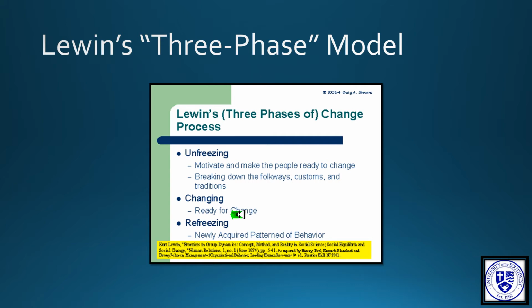You put control mechanisms in place so that they're refrozen to prevent that backsliding. We don't want to backslide into the old behaviors. So we've got this newly acquired pattern of behavior. We're doing things in a new way. We don't want to backslide into the way we were doing things before. So that's kind of why we call it unfreezing, moving or changing, and then refreezing.